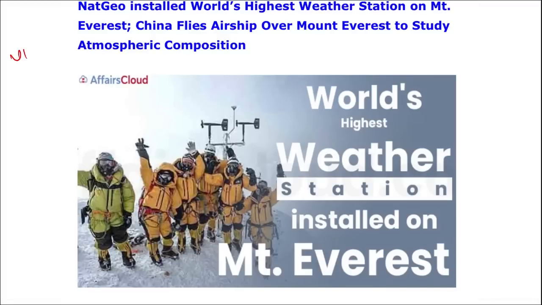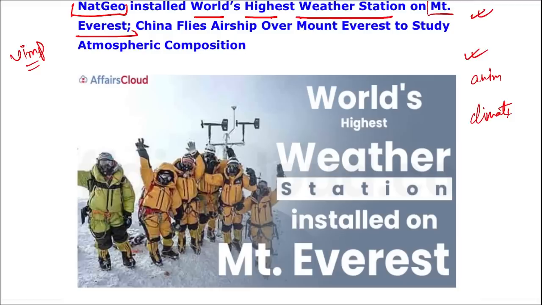Next is very important news, so pay attention and do take a note of it. Recently, Nat Geo, if you remember, National Geographic channel you used to watch, where they used to document various documentaries regarding animals, your climate, your earth. All right, there was a National Geographic channel. So recently, Nat Geo has installed world's highest weather station on the Mount Everest.